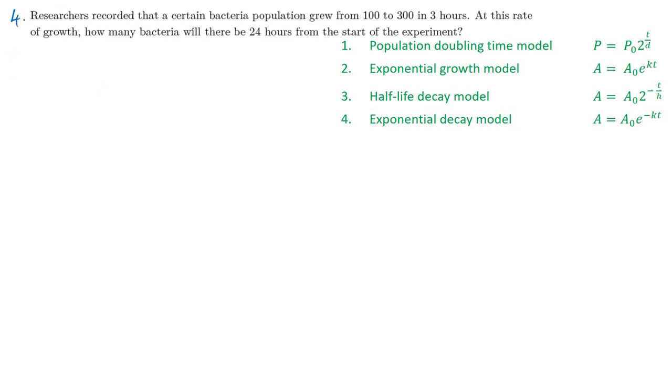Researchers recorded that a certain bacteria population grows from 100 to 300 in 3 hours. I said to you, bacteria, what will happen? It is growing. Suddenly in 3 hours it becomes triple, 3 times increased. At this rate of growth, how many bacteria will be there in 24 hours from the start of the experiment?